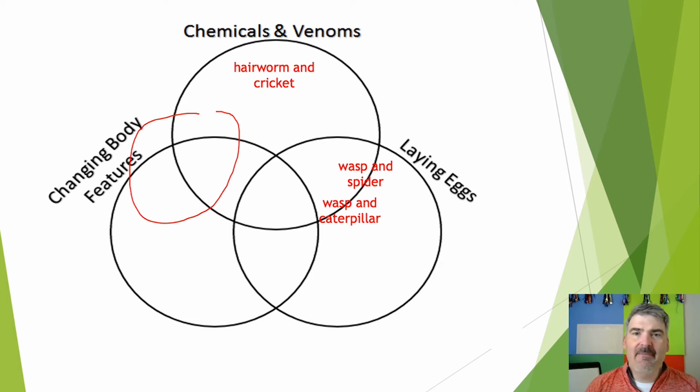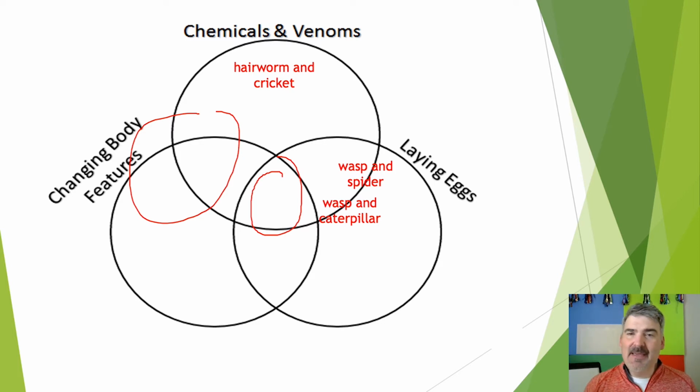If we read about a parasite that changes body features, uses chemicals or venoms, and lays eggs, we'd write its name right in the center, showing that it does all 3. Don't worry about this just yet, though. We'll complete this exercise further into the lesson. So, if you don't have this diagram, go ahead and draw this on a piece of paper. If you do have the Venn diagram, make sure you have it out and ready to use in the lesson.